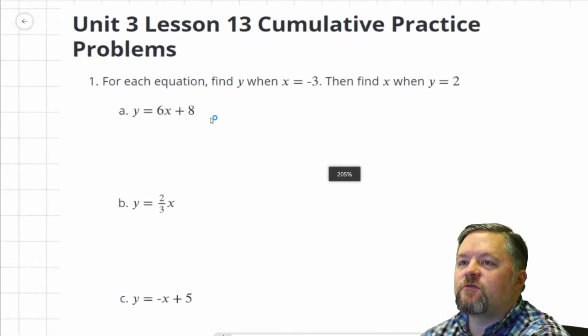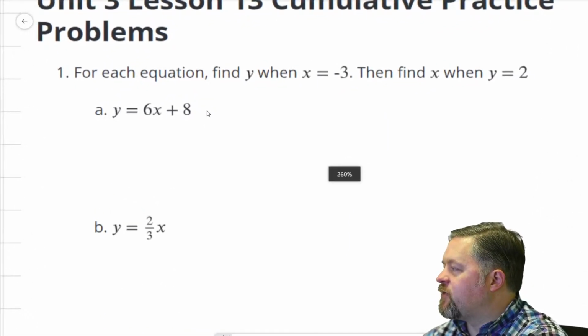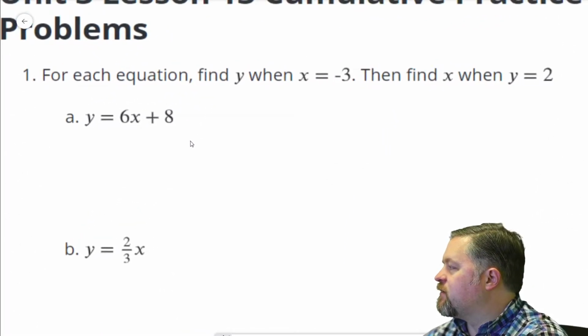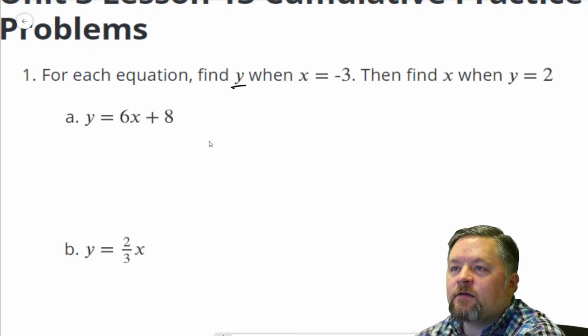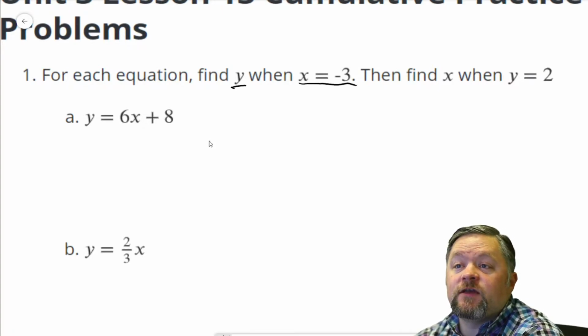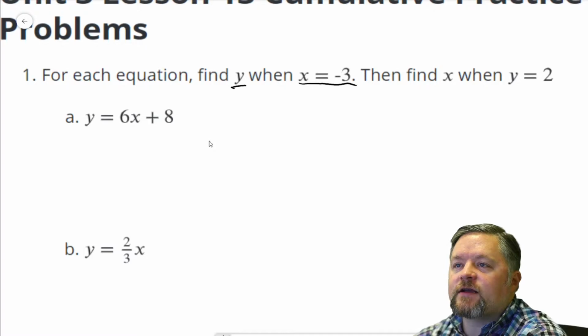Today we're doing Illustrative Math, Grade 8, Unit 3, Lesson 13, Practice Problems. Okay, our first question says, for each equation, find y when x equals negative 3, then find x when y equals 2. So if we're going to find y when x equals negative 3, we just have to substitute in negative 3 for x.